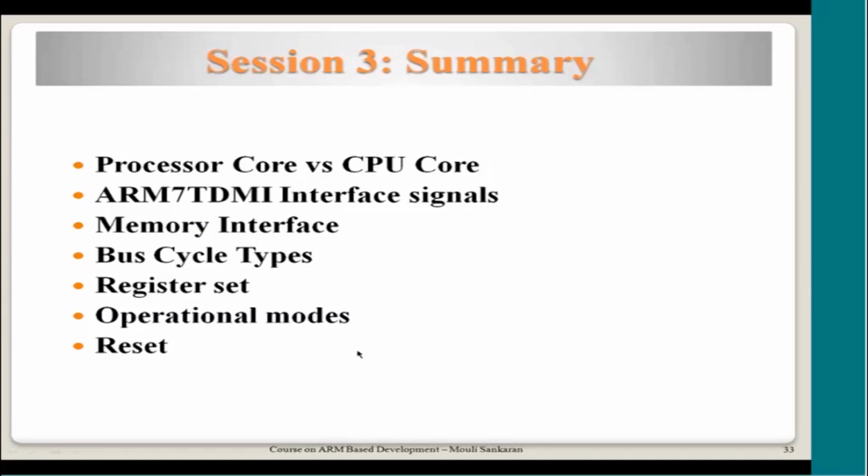On reset, the processor enters the supervisor mode and then saves the PC value and current CPSR value into SVC special registers, and then it starts executing from address 0. So with this we stop this session, and I hope to see you in the next session to learn more about ARM architecture. We will be covering the instructions, and before that we will talk about pipeline support in the processor in the next lecture.